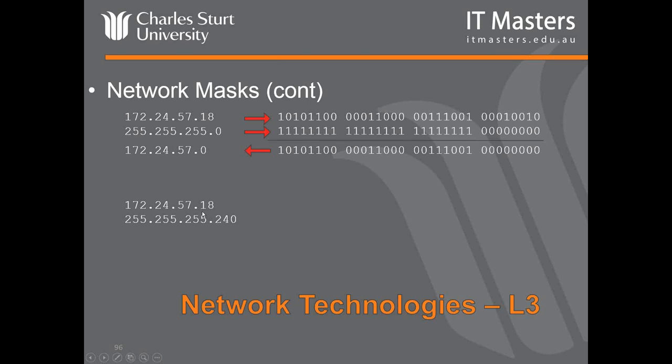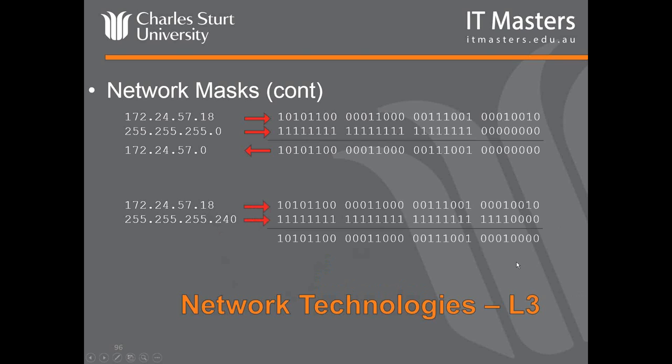So if we take, for instance, a 240 range, where we have all of this there, we can look at that as a /16 network. So we can look at our different network terms.